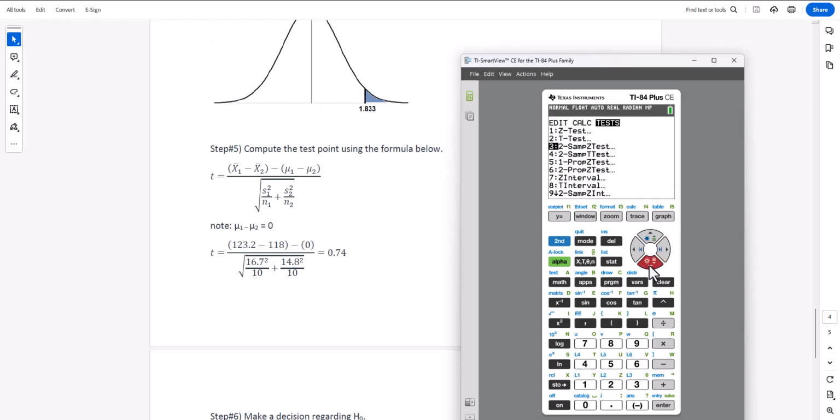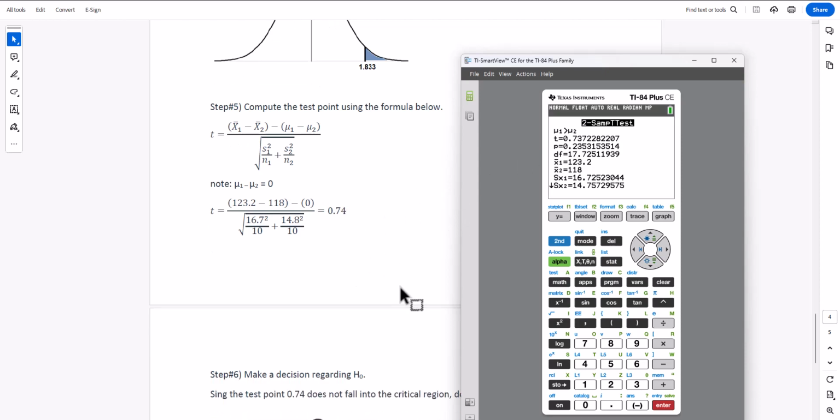We go to option 4, two-sample t-test, and we select data. And we just have to ensure that we've selected L1 and L2. That's where our data values are located. For our claim, it's going to be greater than. For pooled, no. And we press calculate, and we get t is equal to 0.737, which rounds to 0.74.